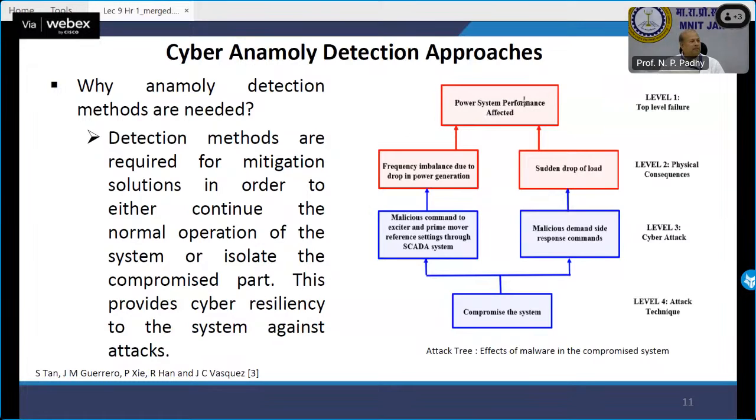Whenever there is a cyber attack, your frequency will oscillate. That is the first signal. It is something like your blood pressure. When you are not good at health, your BP will shoot. Then you realize something is wrong. And then there is a sudden drop of the load.